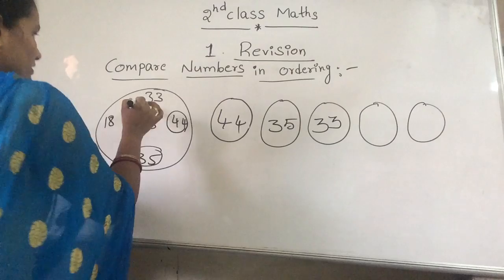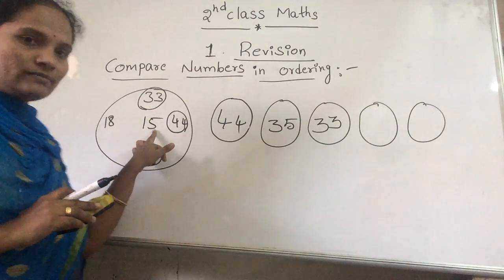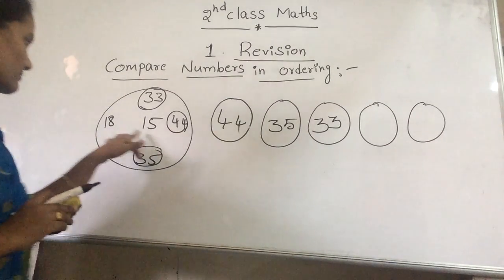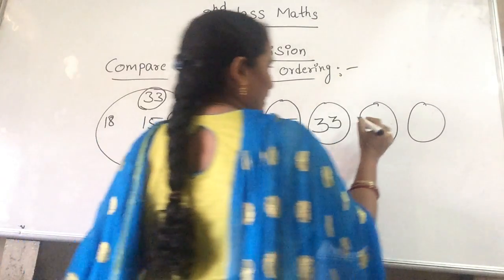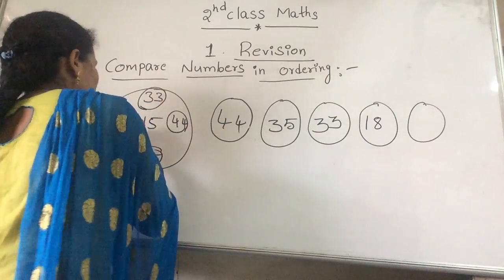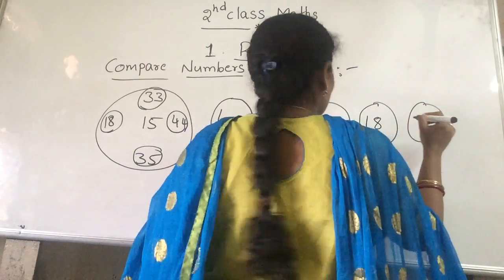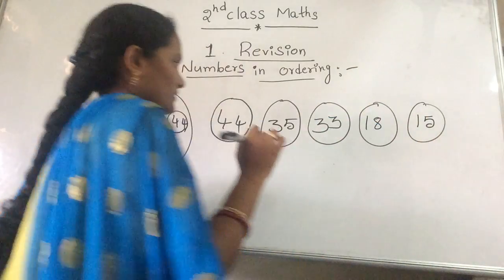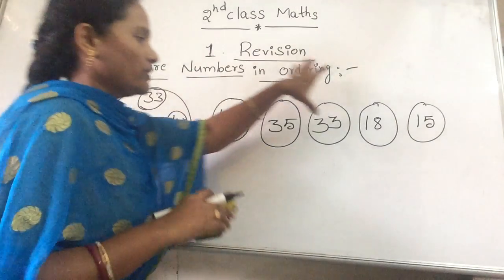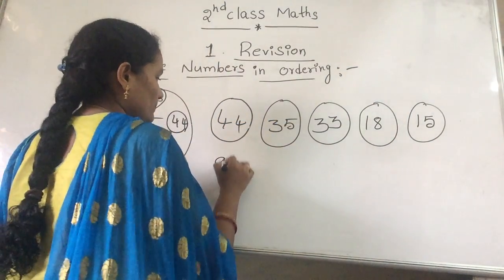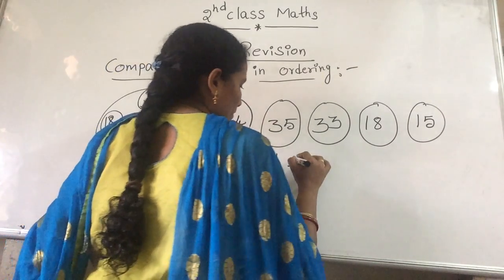Now next one, 33 is over. Next 2 numbers are there, that are 18 and 15. Which one is the next greatest number? 18 or 15? 18 is the greatest number. You should write in this circle 18. Now 18 is over. Now last number is what? 15. You write in the last circle 15. Okay children. This is the greatest to smallest number. How to write greatest number to smallest numbers?